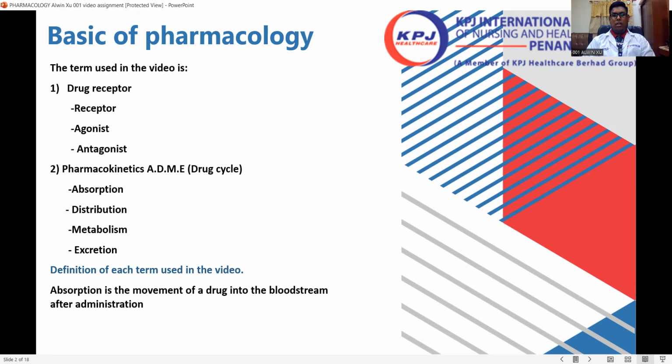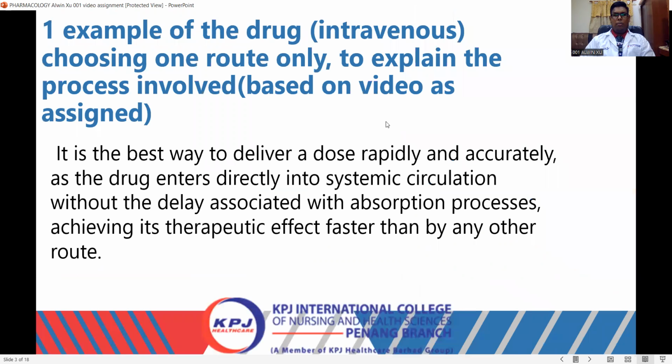The definition of each term used in the video: absorption is the movement of the drug into the bloodstream after administration. One example of a drug route that I chose is intravenous, and I would like to explain that. It's the best way to deliver a dose rapidly and accurately, as the drug enters directly into the systemic circulation without the delay associated with the absorption process, achieving the therapeutic effect faster than other routes.